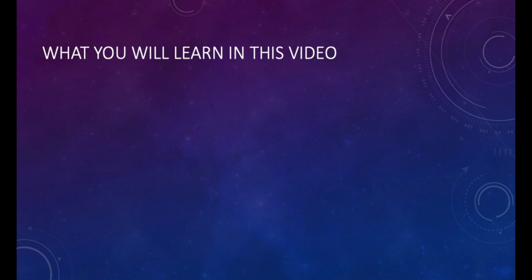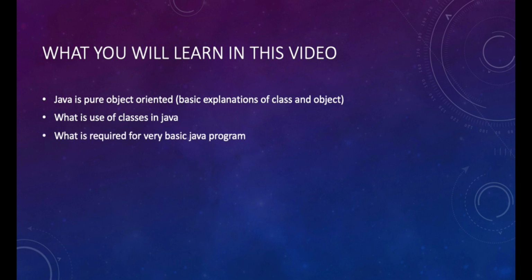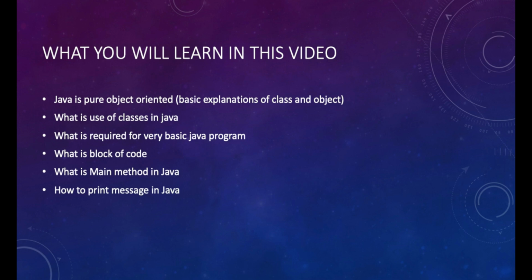Now what you will learn in this video: first, Java is pure object oriented. I will give a basic explanation of class and object. Then what is the use of classes in Java. Then what is required for a very basic Java program. Then what is a block of code. Then we will cover what is the main method in Java, which is very important for your basics. Then how to print a message in Java. Then we will create a very basic program, that is the Hello World program. So now let's start the video.